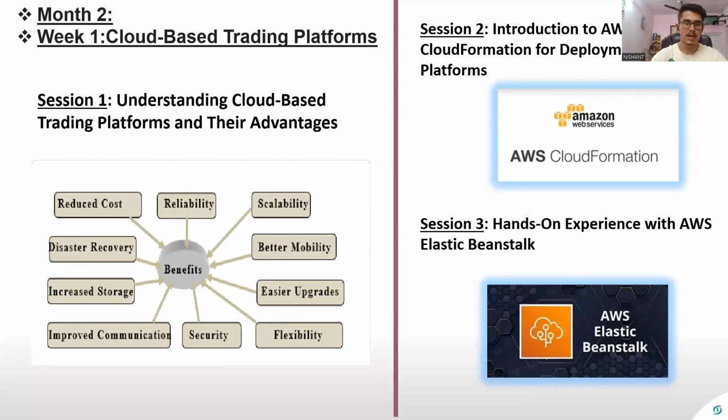The first week of the second month includes cloud-based trading platforms. The first session is understanding cloud-based trading platforms and their advantages. The benefits of cloud-based trading platforms are reliability, scalability, flexibility, security, improved communication, increased storage, disaster recovery, and reduced cost. And the second session is introduction to AWS CloudFormation for deployment of trading platforms. And the third session is hands-on experience with AWS Elastic Beanstalk.